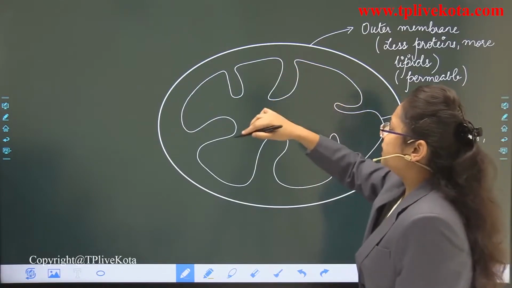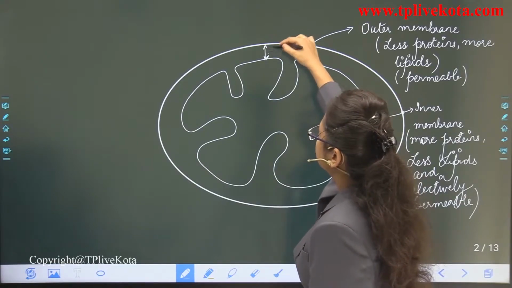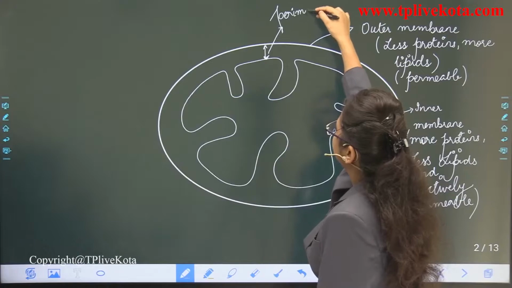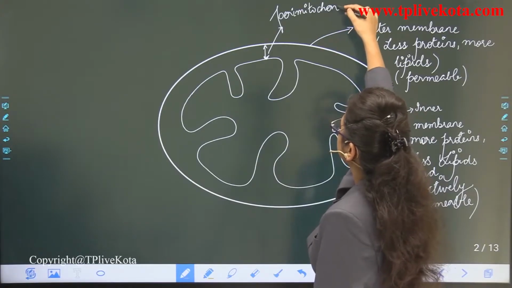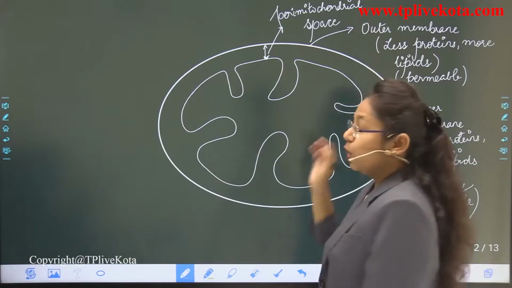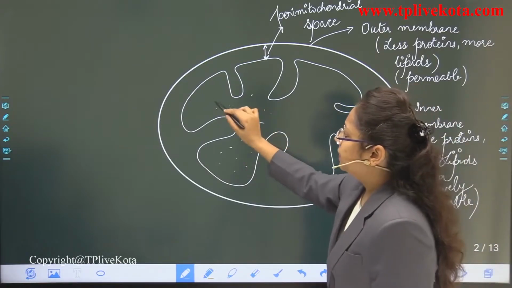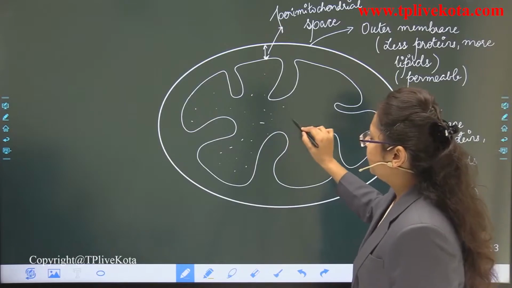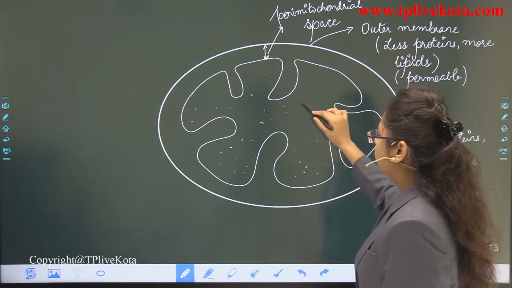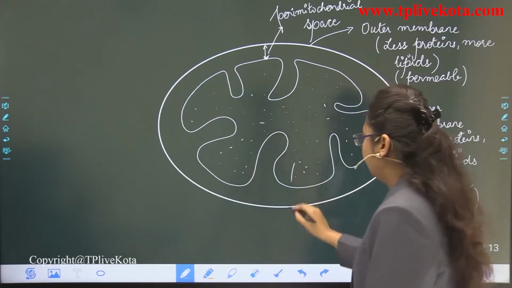Now, if we talk about the space between the inner membrane and the outer membrane, this is the space between both of the two. It is known as what? Perimitochondrial space. Now, there is a particular matrix present over here, which is a liquid and is pale yellow in color. Students, remember this thing, matrix is usually pale yellow in color. So this is known as what? Matrix.